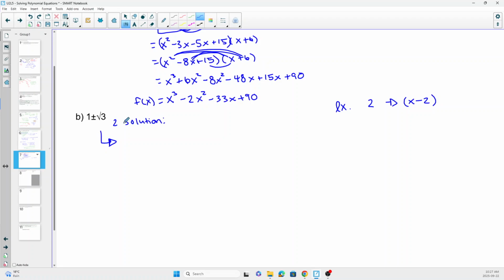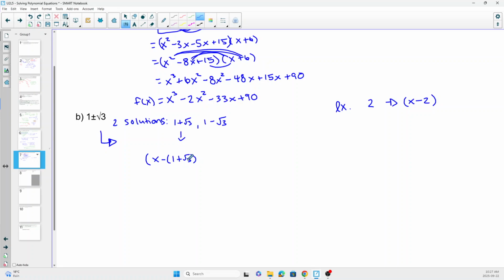And clearly this is a quadratic that's been factored using the quadratic formula, so we're probably dealing with non-integer solutions here. So we have a solution at 1 plus root 3, and we have a solution at 1 minus root 3. So if we had a solution at 2, we would write it as x minus 2. So we're going to do the exact same thing here. We're going to write it as x minus 1 plus root 3.